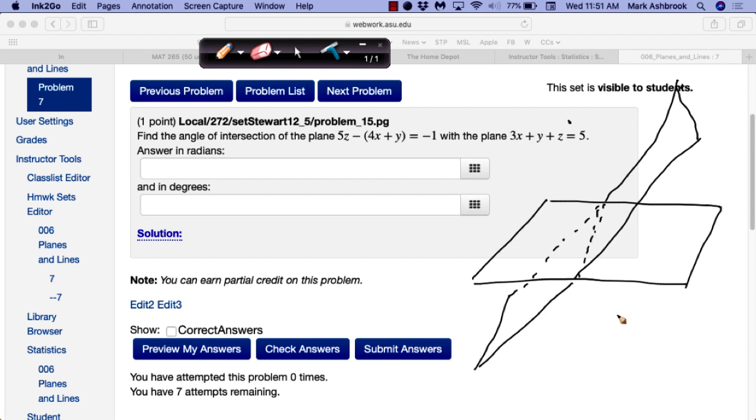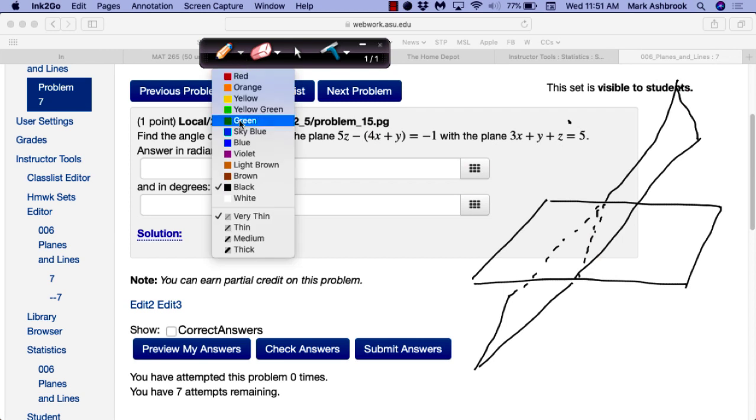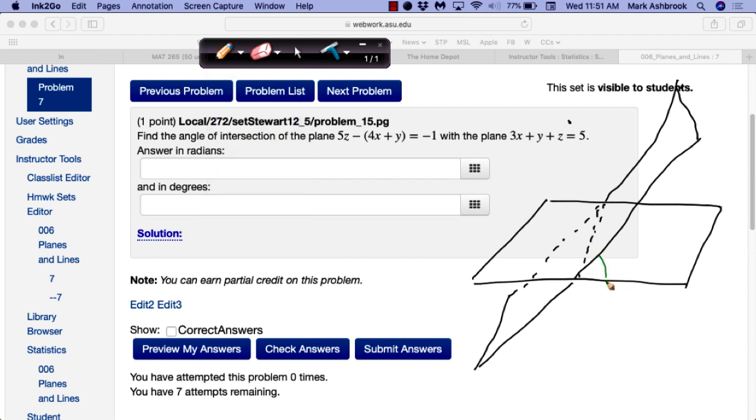All right, so the angle between the planes would be the acute angle. There are two angles between the planes, and conventionally, when you just say the angle between the planes, you're talking about the acute angle. So this is the one we want. Okay, so how can we find that angle between those two planes?